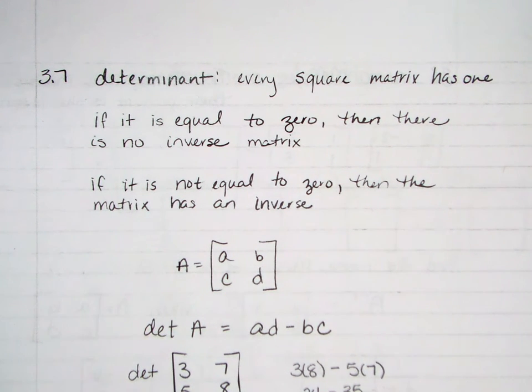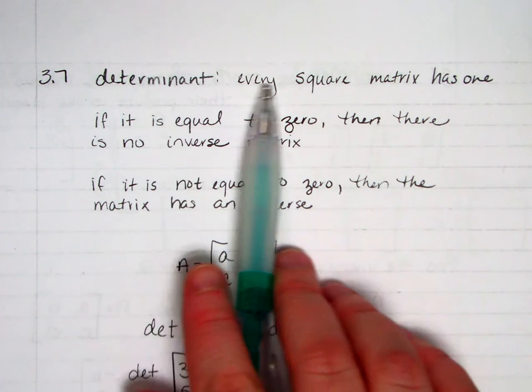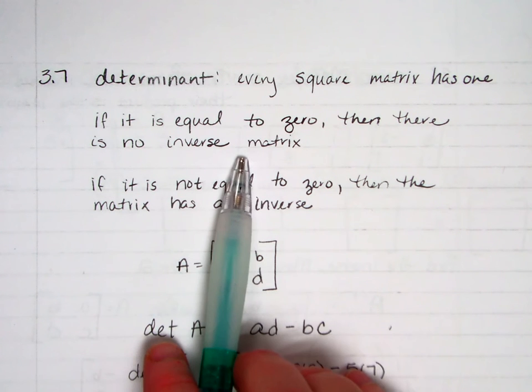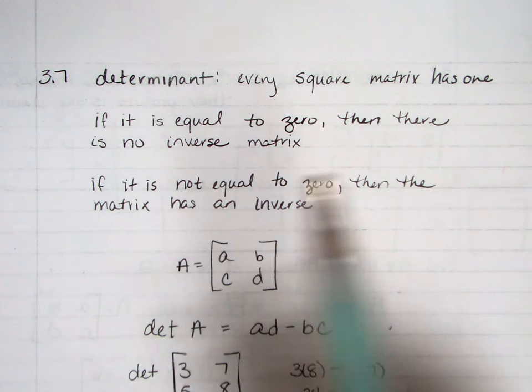This video will teach you about 3.7, 3.8, and 3.4. First thing from 3.7, we have the determinant. The determinant is a value that every square matrix has. If it is equal to 0, then there is no inverse matrix. If it is not equal to 0, then the matrix has an inverse.